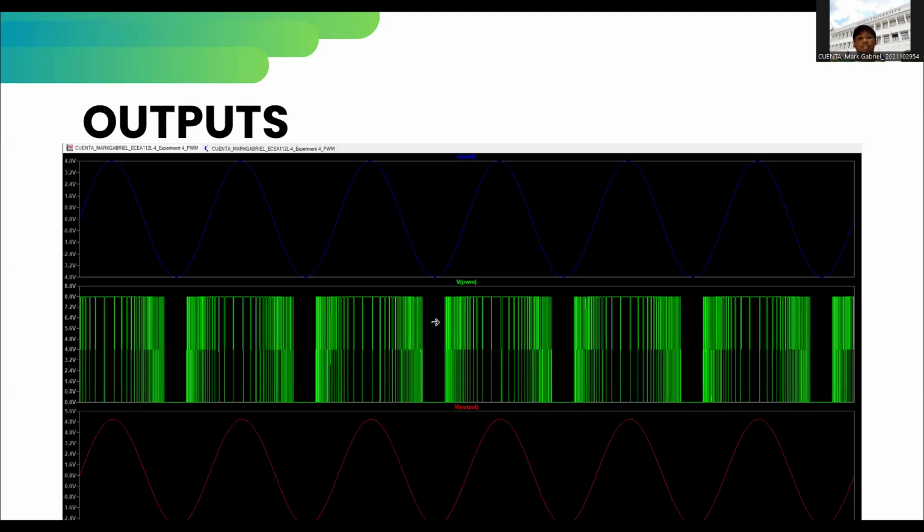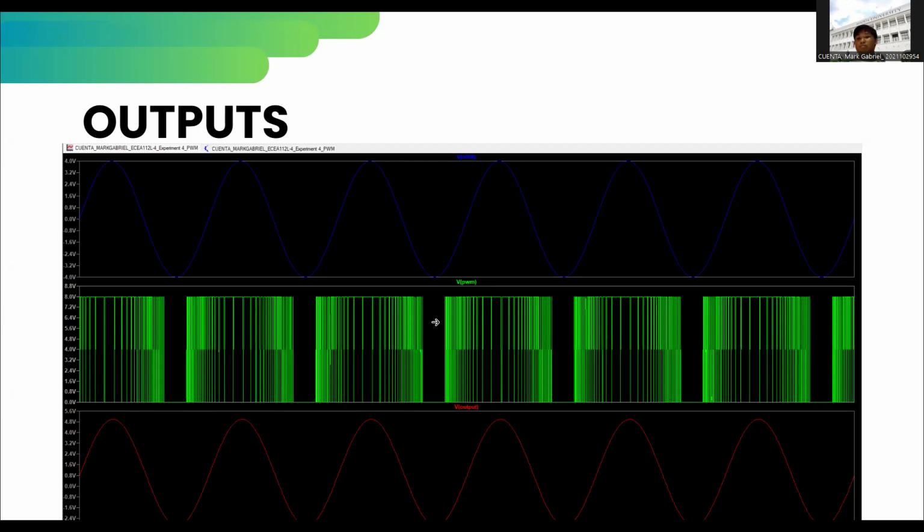So the waveform plots the three signals, which are the original signal, the top one or the blue one, the PWM signal, which is the middle one or the green one, and the demodulated output, which is the bottom and the red one. So the PWM signal varies in pulse width according to the amplitude of the sine wave. So the wider pulses correspond to the higher amplitude, and the narrow pulses correspond to the lower amplitude. So this confirms the proper PWM modulation behavior.